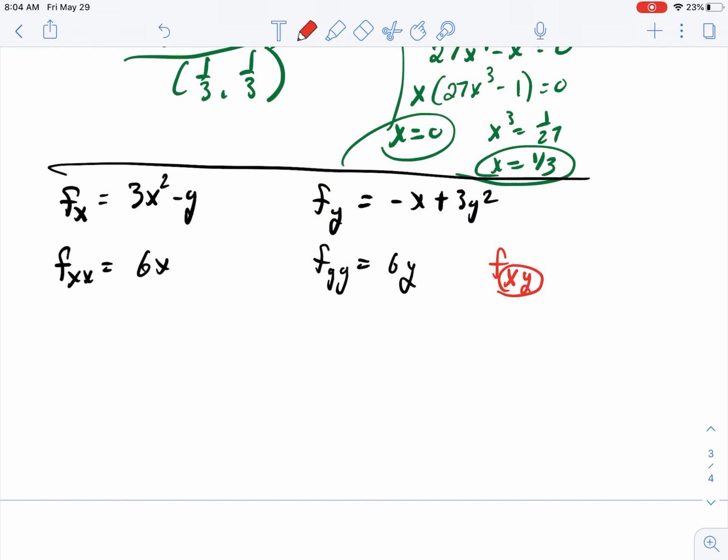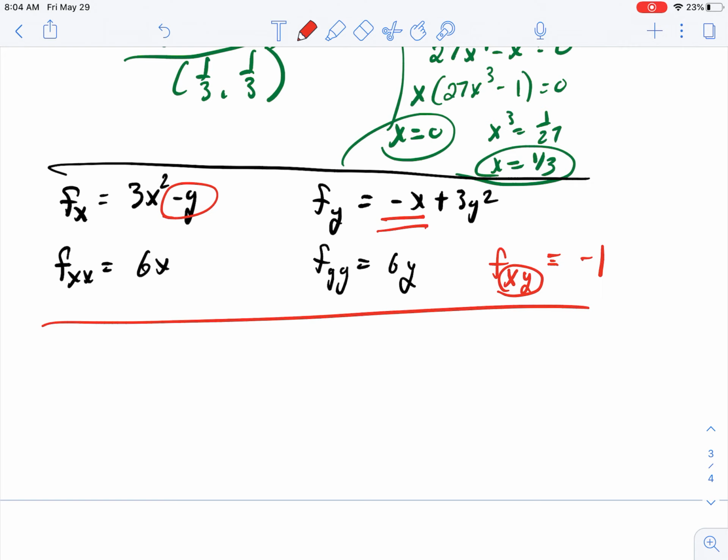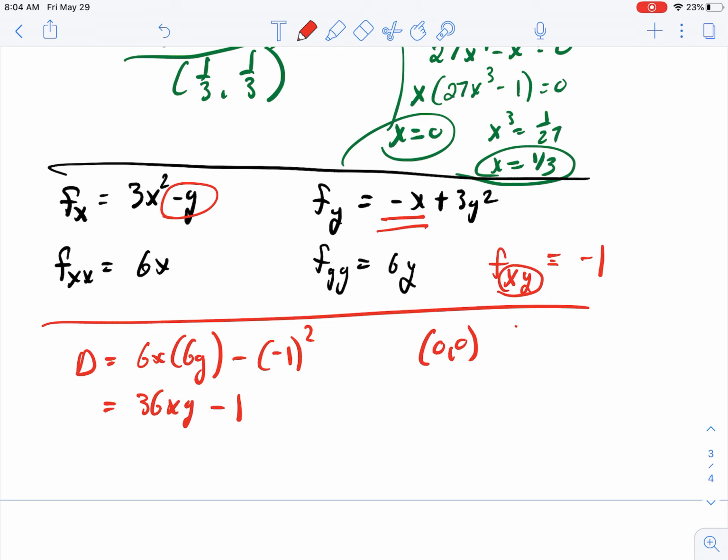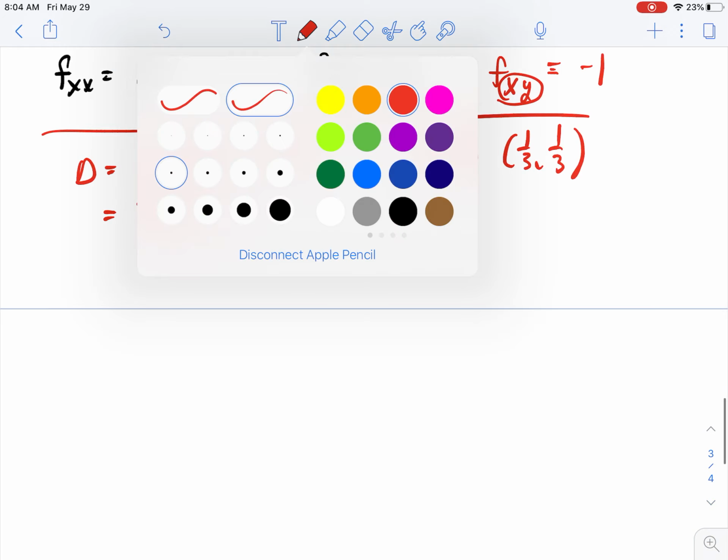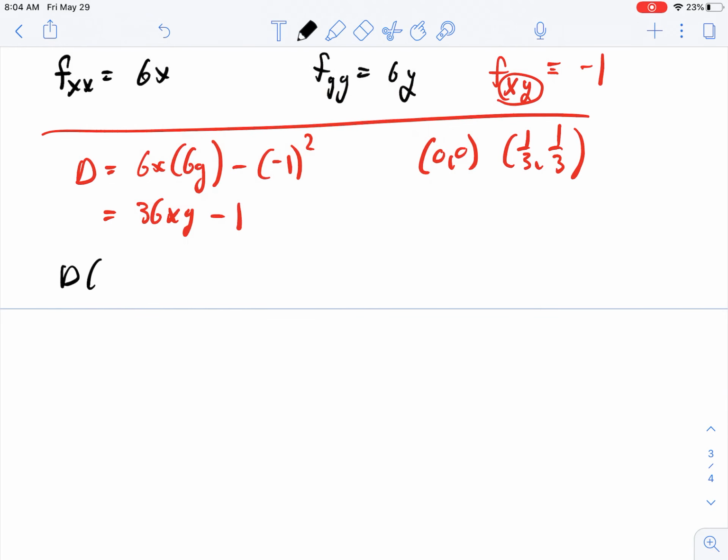And I do need f of xy or yx. And I would always suggest to check it, do it both ways. So if I do the derivative of this one here, it'd be -1, and the derivative of this one here, -1. Okay. All right. So my discriminant would be 6x times 6y minus (-1) squared, and that would be 36xy minus 1. The points I want to check are (0, 0) and (1/3, 1/3).